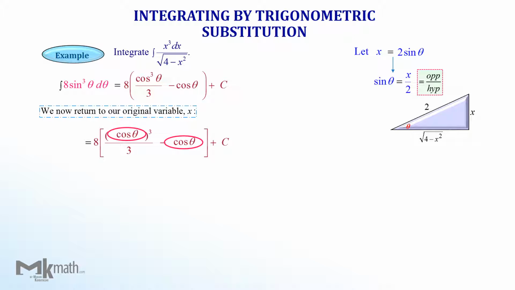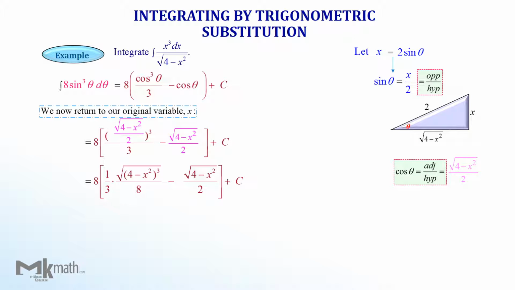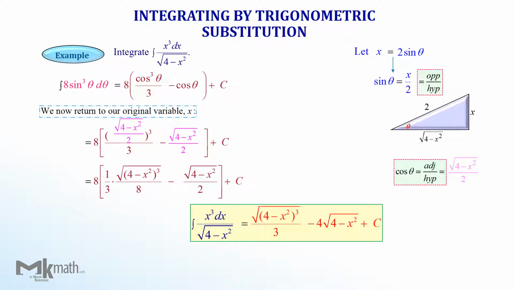For both cosine theta parts, we can express as square root of 4 minus x squared over 2, since cosine theta is the ratio of adjacent over hypotenuse. Replacing both cosine thetas with the square root of 4 minus x squared over 2 and simplifying the expression to get the solution as shown.